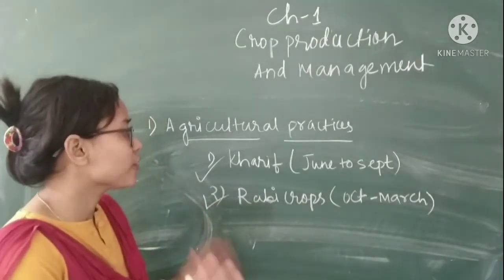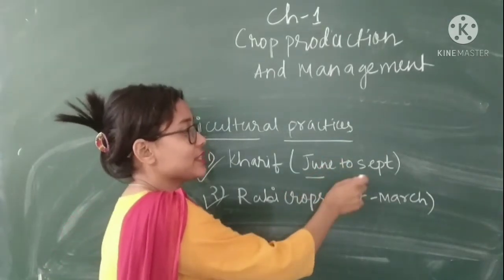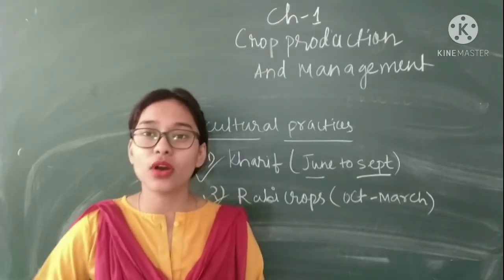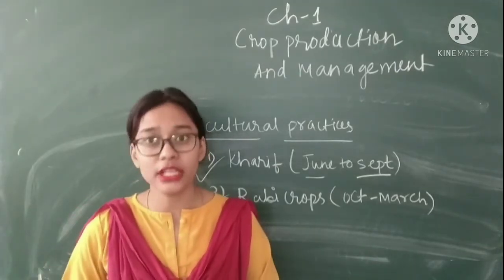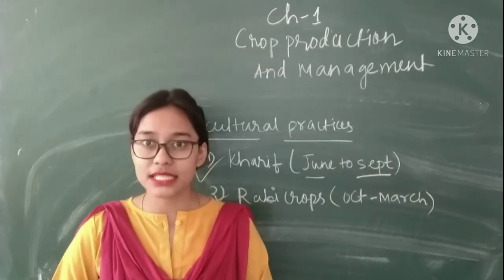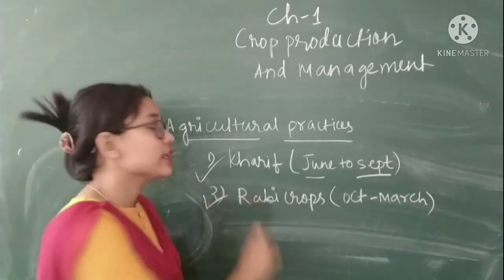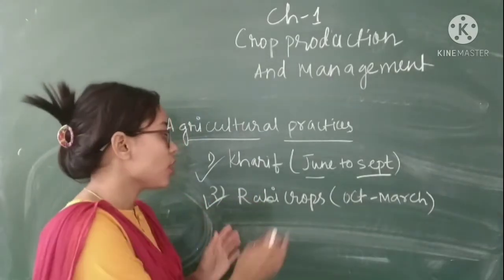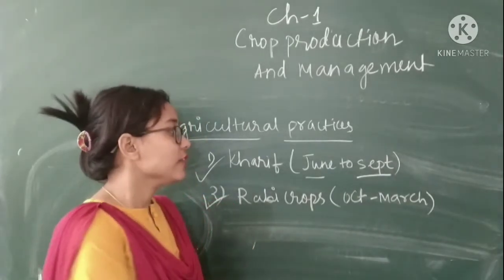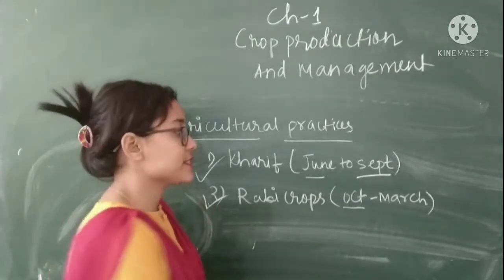This Kharif crop usually grows from June and is harvested in September. They grow in the rainy season because they need plenty of water for growth. Some examples are paddy and maize. These are Kharif crops. Now let us discuss Rabi crops. Rabi crops usually grow in the winter season. They are grown from October and then harvested.